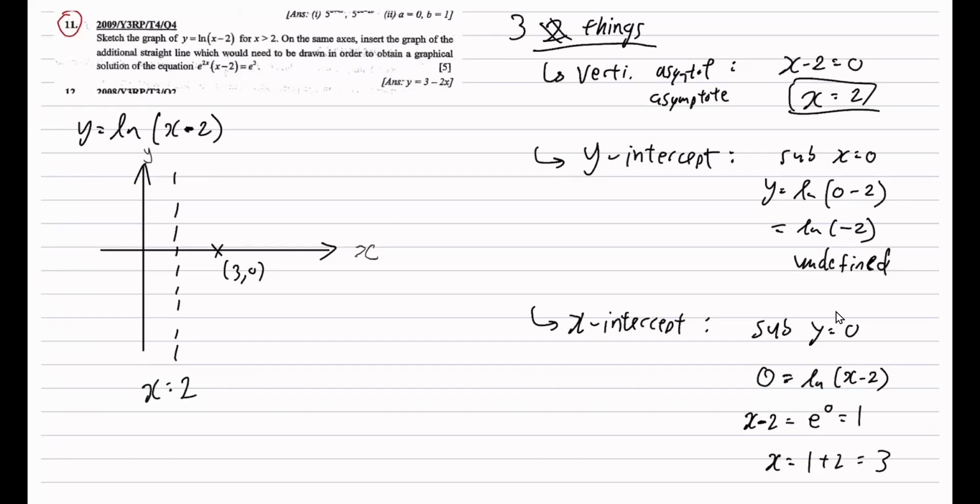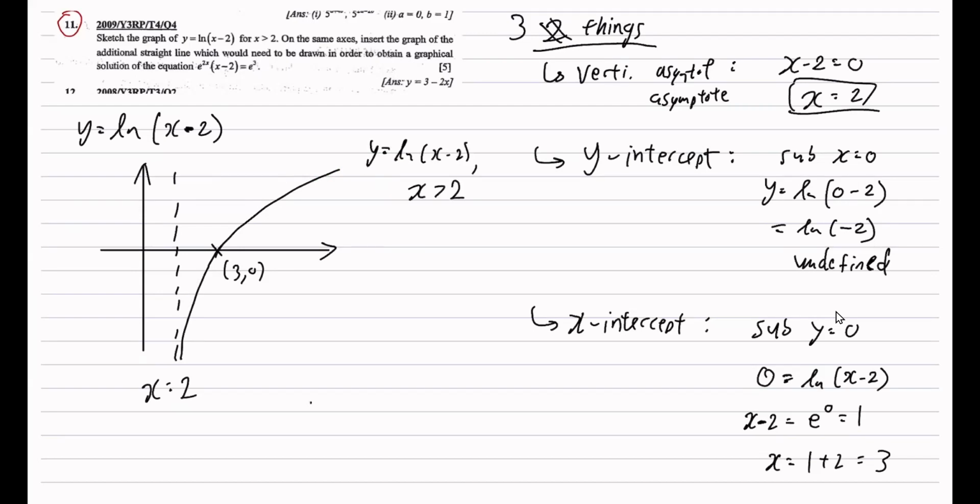Then how does the graph look? Can you try sketching? Exactly, something like that. Just make sure you don't bend downwards. Just keep going upwards. Then this is y equals ln(x minus 2) for x more than 2.